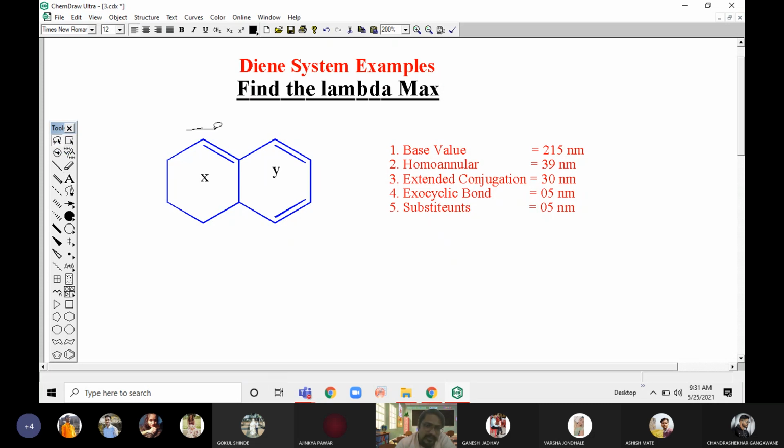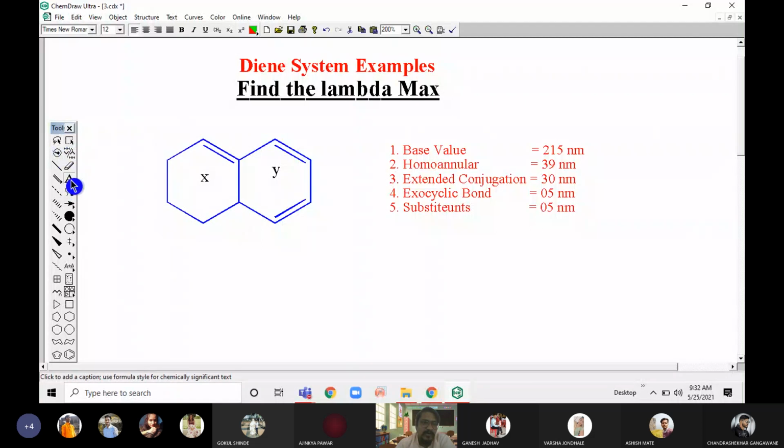Here there is no double bond from outside. Here there is no double bond from outside. Again there is no double bond. Here also no double bond. Here also no double bond. So for the X ring there are zero exocyclic double bonds, right?